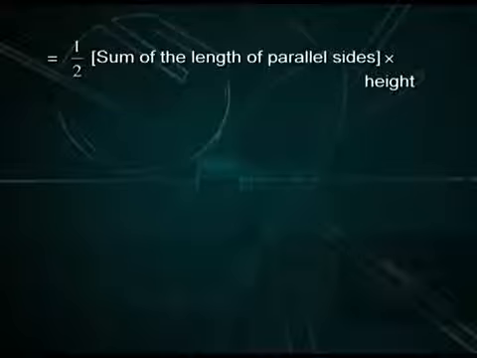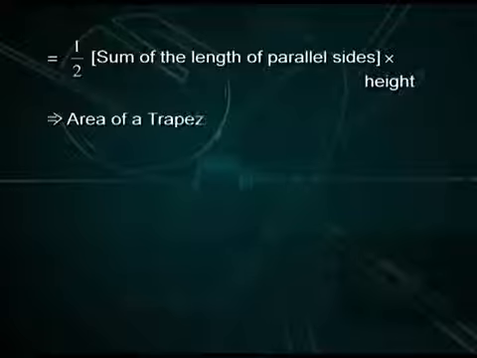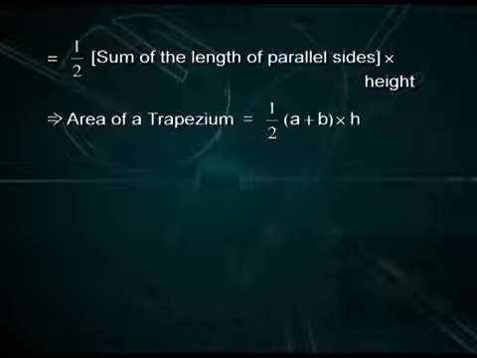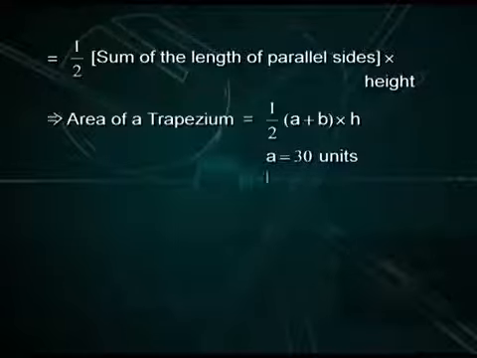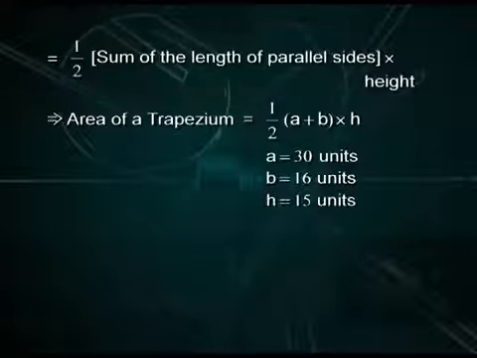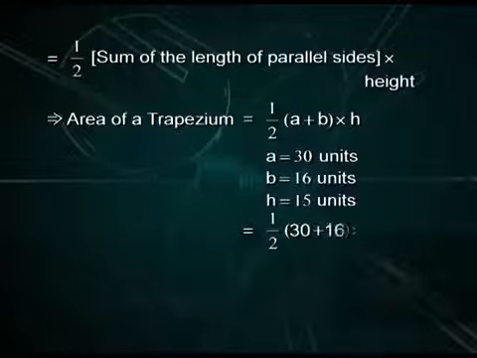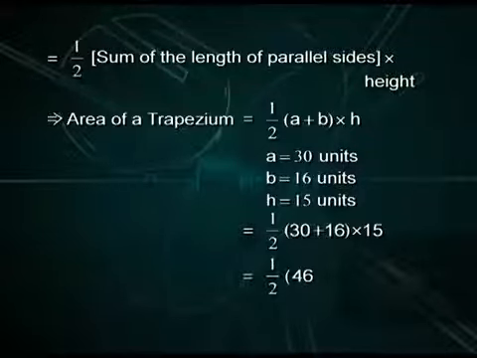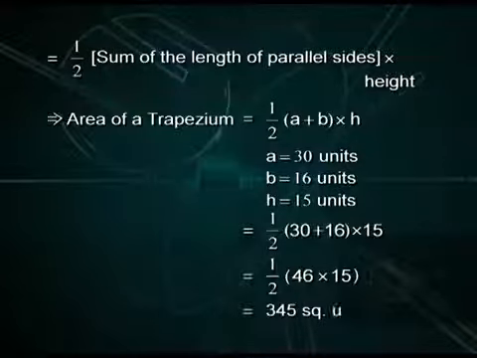We can see that the area of a trapezium is equal to half into a plus b into h. And right now we have seen that a is 30 units, b is 16 units and h is 15 units. So the area becomes half into 30 plus 16 into 15, and by mathematical manipulation it comes out to be 345 square units.